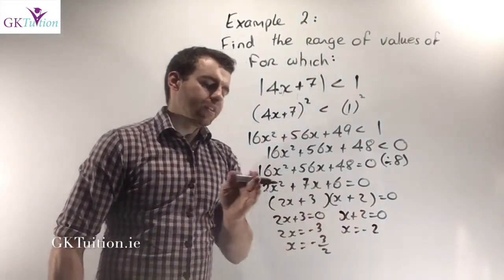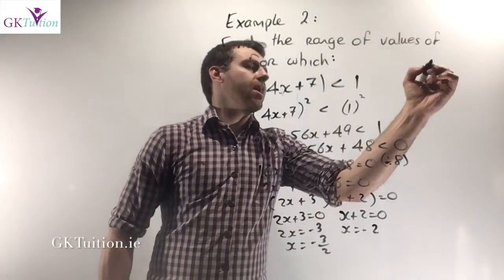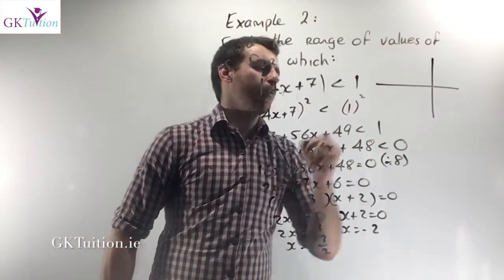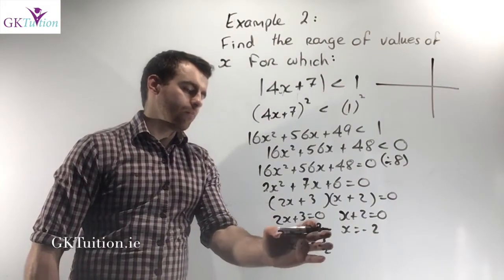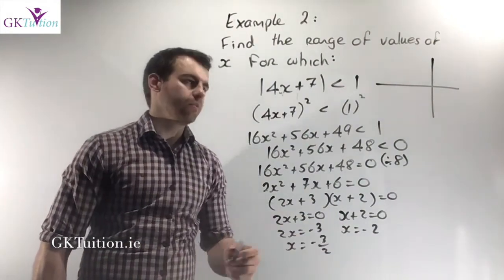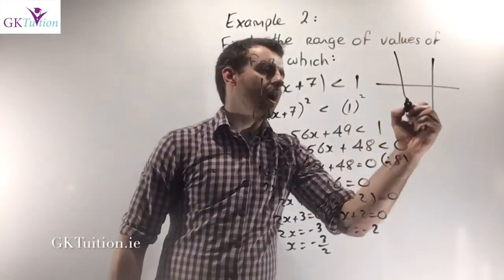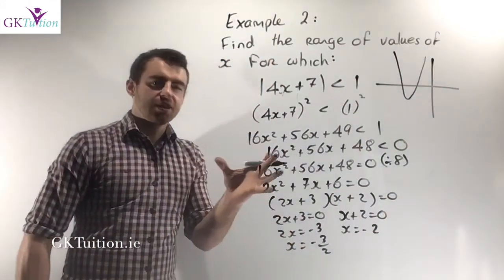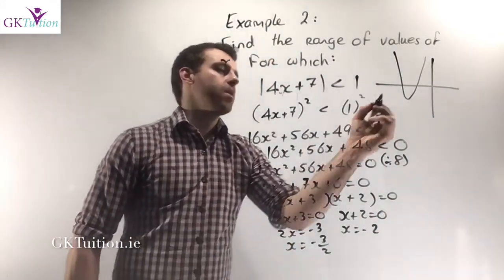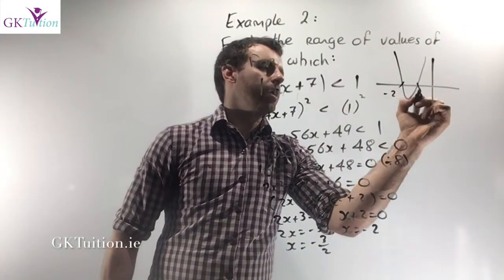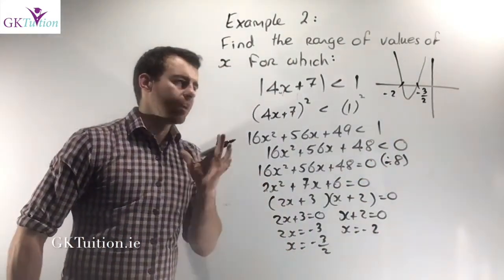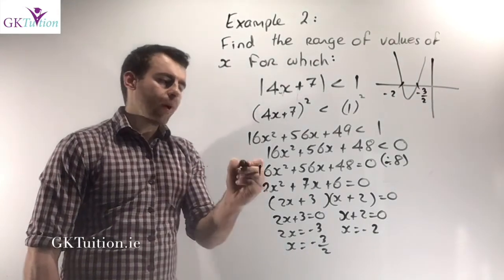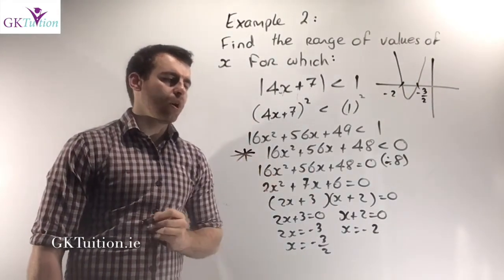I now know that this is a plus x squared, and I'm well aware that a plus x squared is a U-shape. And I know that my quadratic crosses the x-axis at -1.5 and at -2. Again, there's no marks going for the graph, so it doesn't need to be accurate. It just gives us a better idea of what's going on. I could say that this is -2 and that this is -1.5 or -3/2. And once I've drawn my graph, I'll go back to the last line that I had in inequality.